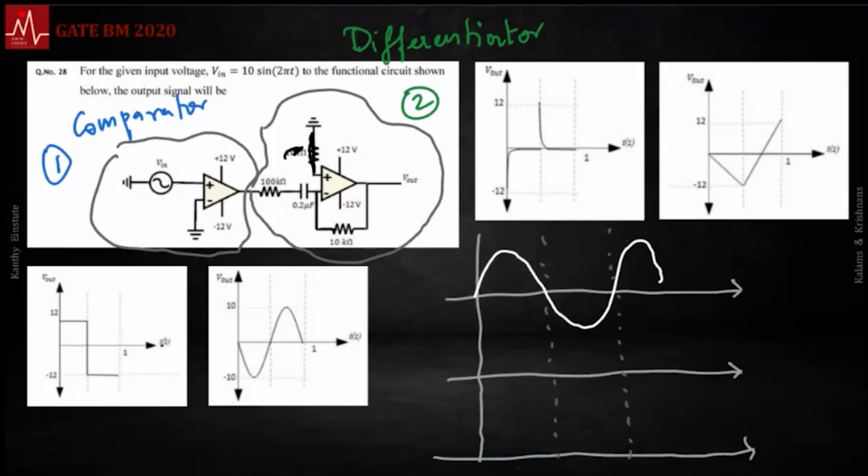So let's look at the output of the first subunit, that is a comparator. It compares things: input higher than 0 or lower than 0. Wherever it is higher than 0, it saturates to plus 12. Wherever it's lower than 0, it saturates to minus 12. Does it happen instantaneously? In the ideal world, it does happen.